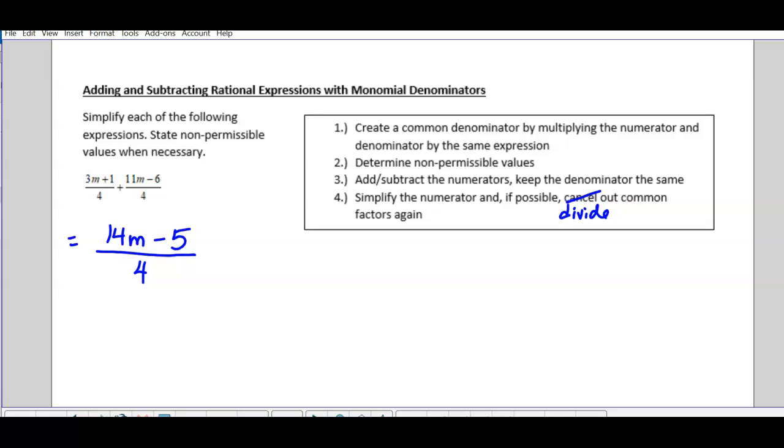Super straightforward. You're not going to have many like that. Okay. Are there any restrictions? No, because there's no variables in the denominator, right? So you're done. That's it.